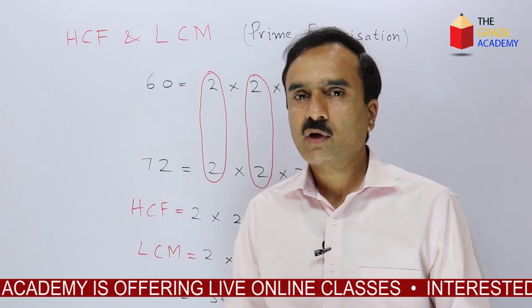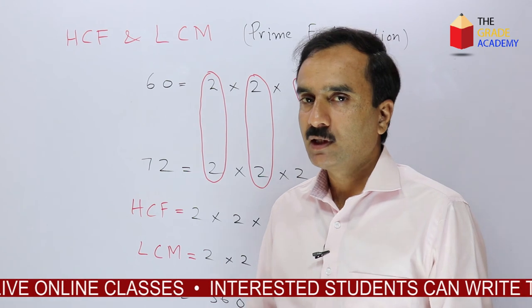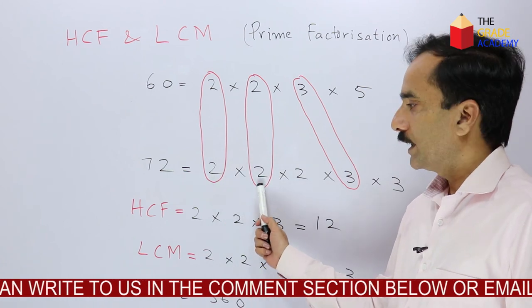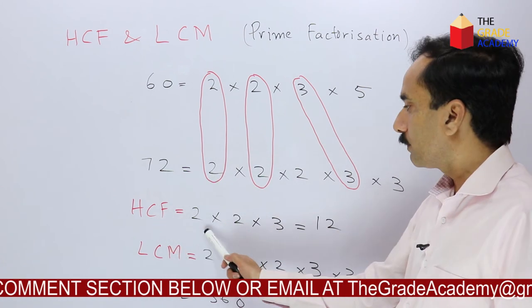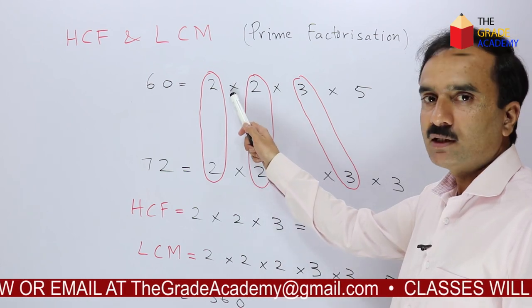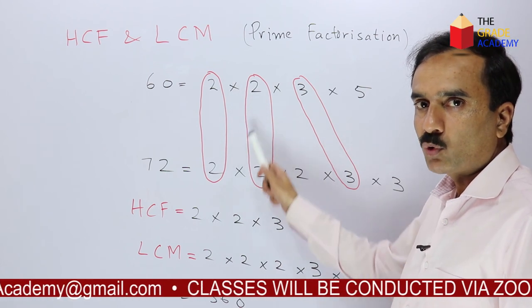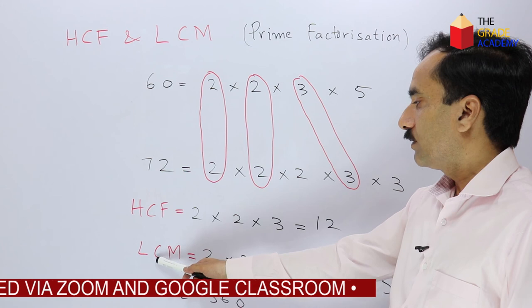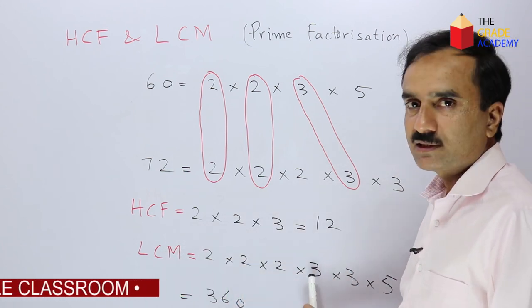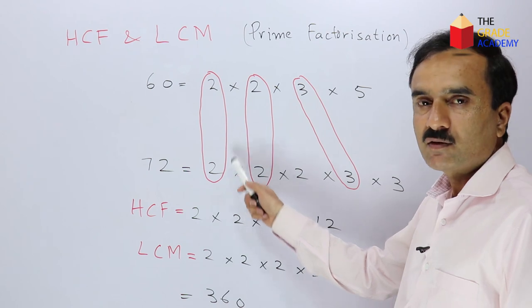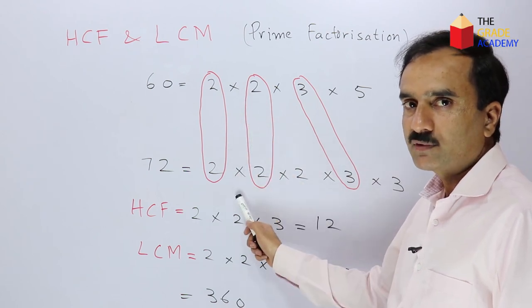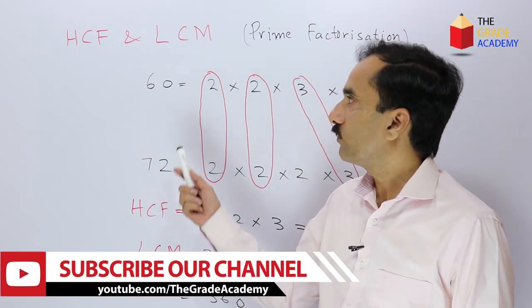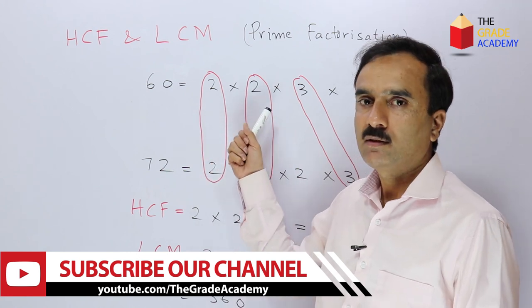So we learned that in order to find HCF and LCM by prime factors, we first of all decompose the given numbers as products of their prime factors, and in order to find HCF, we multiply all the factors which appear as factors of both of the given two numbers, and to find LCM, we multiply all the factors which appear as factors in either of the two numbers. And I hope that you have understood the method of finding HCF and LCM by prime factorization.